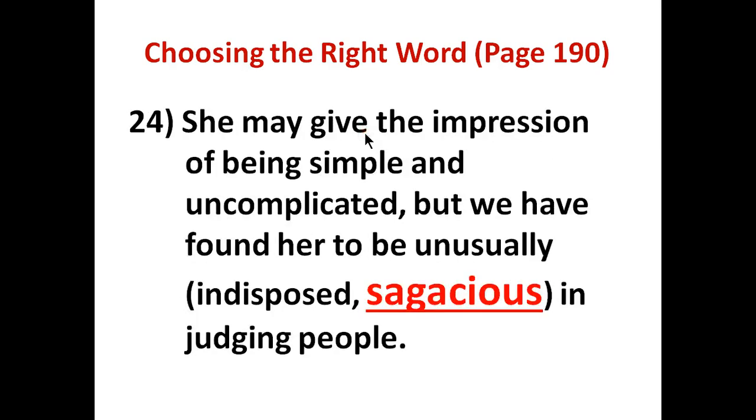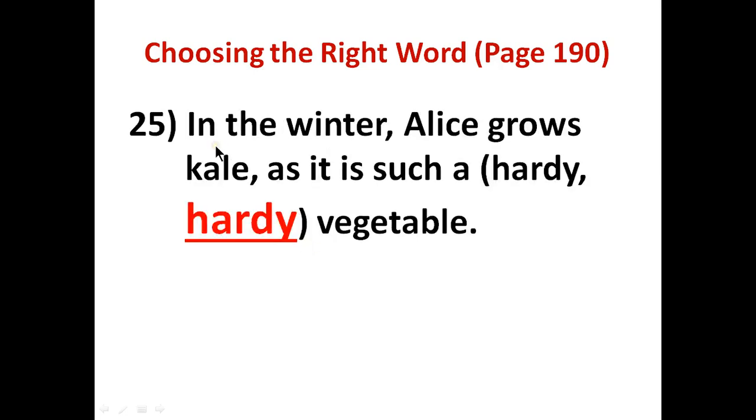Number 24. She may give the impression of being simple and uncomplicated, but we have found her to be unusually sagacious in judging people. Number 25. In the winter, Alice grows kale as it is such a hardy vegetable.